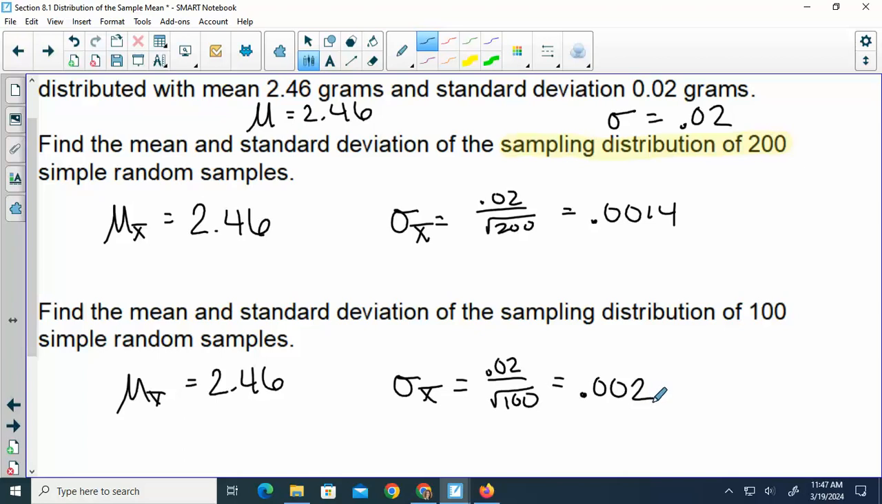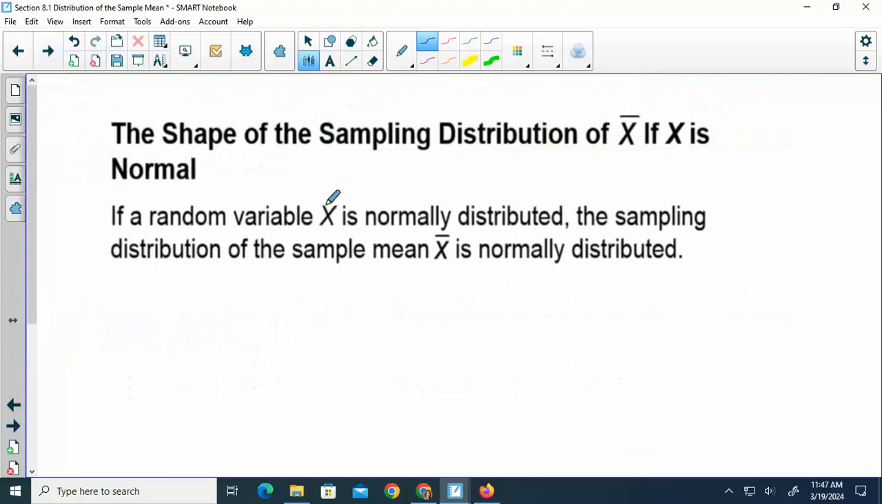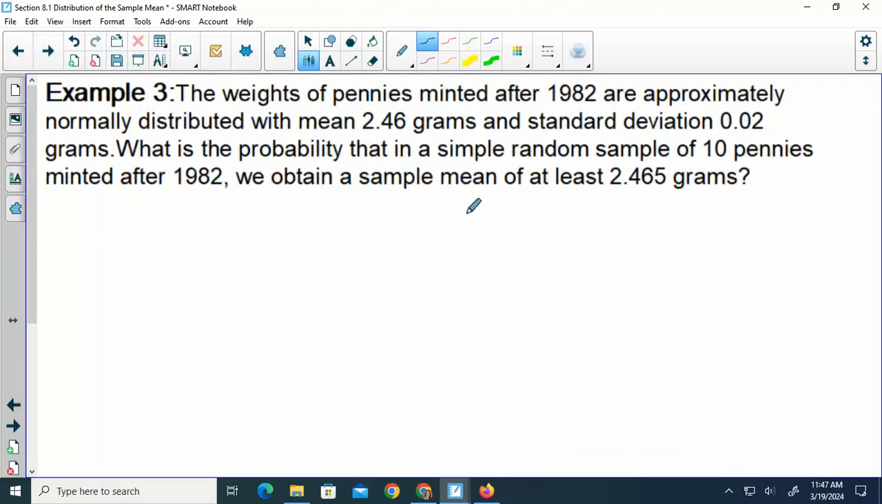Okay, let's try an example involving this. So still dealing with these pennies. Normally distributed, mean and standard deviation the same as on the last slide. So the question is, what is the probability that in a simple random sample of 10 pennies minted after 1982, we get a sample mean of at least 2.465 grams? So we're finding the probability that the sample mean is at least, so greater than or equal to, 2.465.